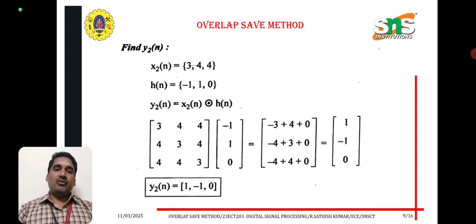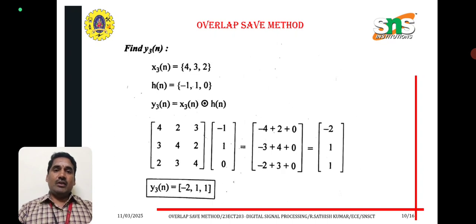Similarly for y2 of n, x2 of n is 3, 4, 4 and h of n is equal to minus 1, 1, 0. y2 of n is equal to x2 of n convolved with h of n. The matrix is 3, 4, 4, 4, 3, 4, 4, 4, 3 with minus 1, 1, 0. Now we multiply and then add. We get y2 of n is equal to 1, minus 1, 0.